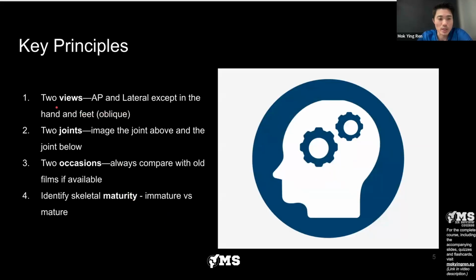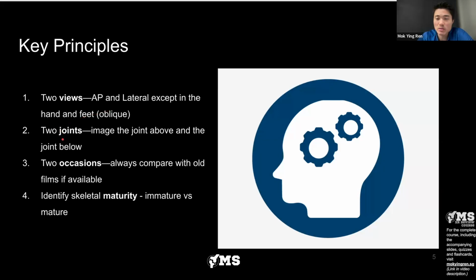It is the rule of twos here. Two views, two joints, and two occasions. Okay, in terms of two views, it is usually orthogonal views, meaning perpendicular to one another, AP and lateral, right? Except in the hands and feet, there is an additional oblique view to remove the overlapping of the metatarsals.